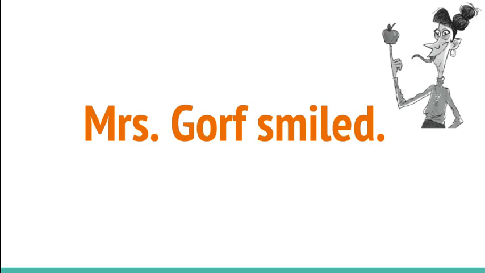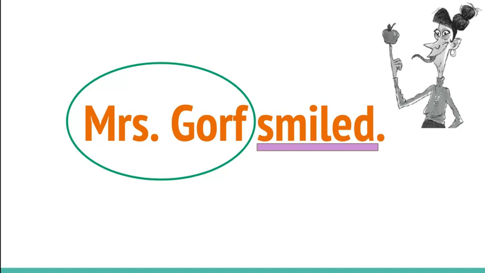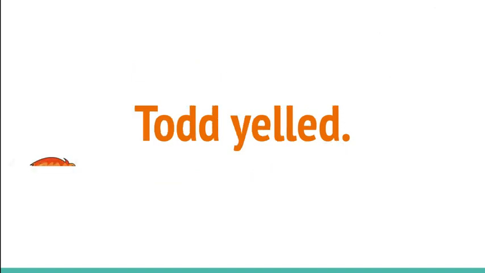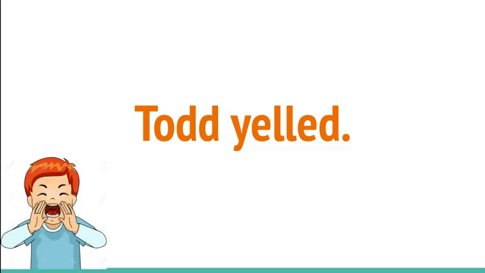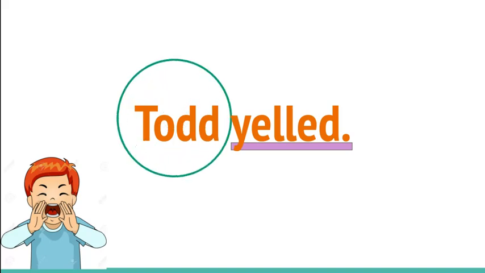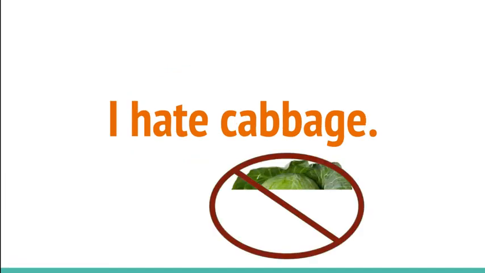Let's look at some more examples. First, find the verb so you know the predicate. Mrs. Gorf smiled. Our predicate is smiled. Who smiled? Mrs. Gorf smiled. So Mrs. Gorf is our subject. Todd yelled. What's the predicate? Yelled. Who yelled? Todd yelled, so Todd is the subject. This is pretty easy when we only have two words. Let's try some harder ones.